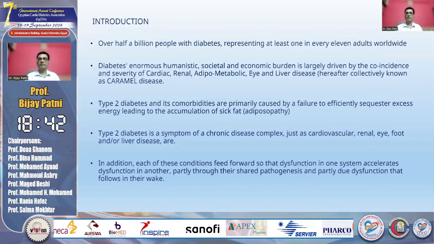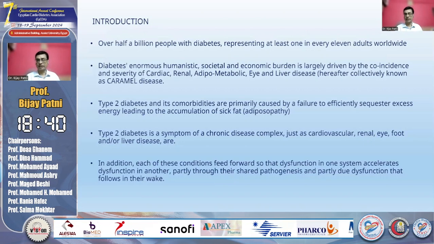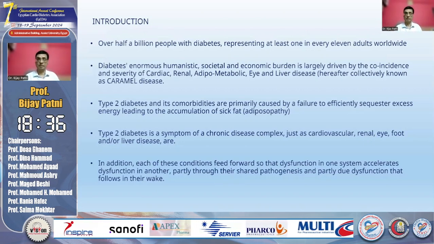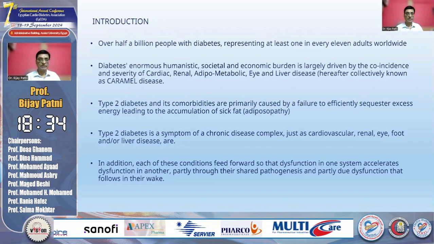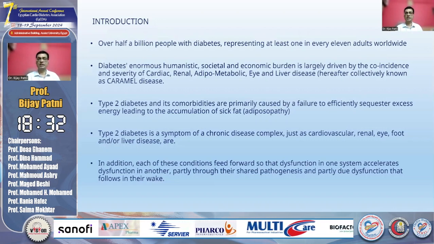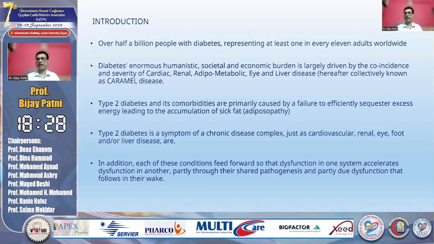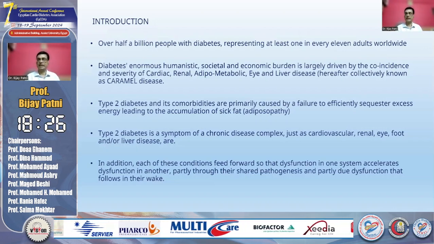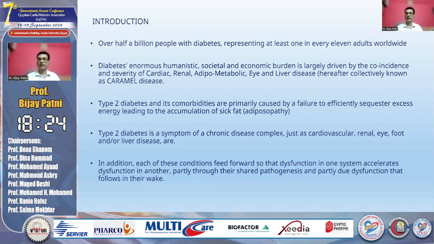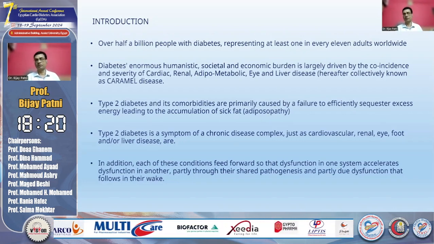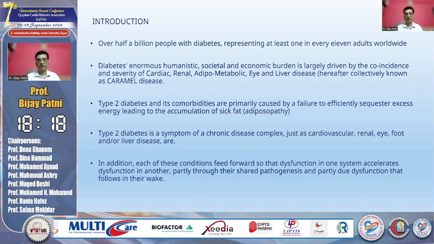Over half a billion people have diabetes, which is almost 1 in 11 or 1 in 10 of the adult population. Diabetes' enormous humanistic, societal, and economic burden is largely driven by the coexistence and severity of the cardiac, renal, adipometabolic, eye, and liver disease, collectively known as caramel disease.